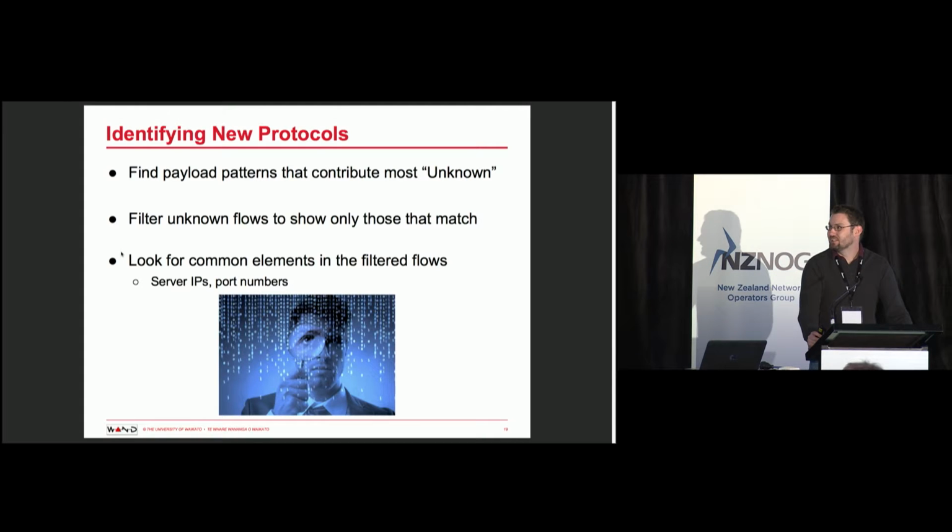So I'll just go over briefly the general method that I used. Basically it's a bit of scripting to sort our unknown flows, figure out which payload patterns are contributing the most bytes, then go back and search through our unknown flows for all of the flows that match that particular pattern of interest, and then look for common elements within those flows that might give us some idea as to what the application might be. So that might be an IP for a server that crops up a lot, or a port number that crops up quite often that would maybe be a starting point for our search.